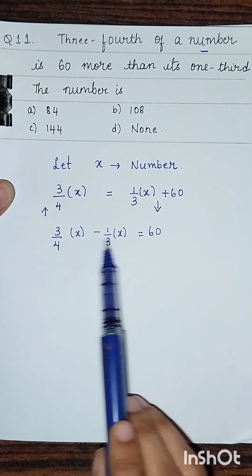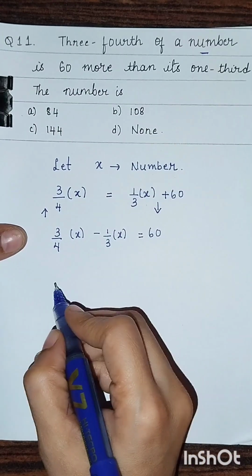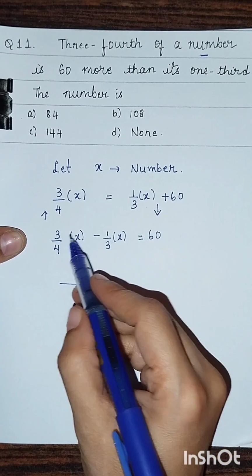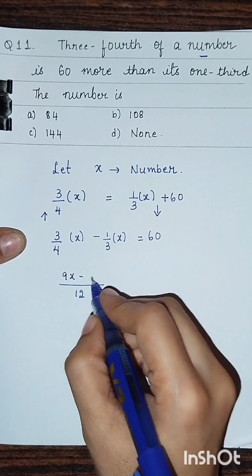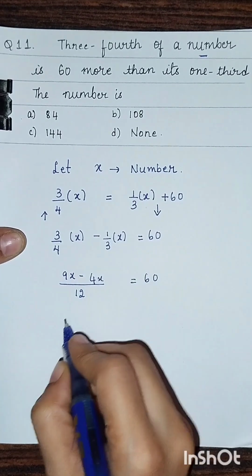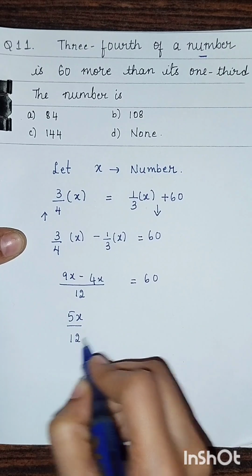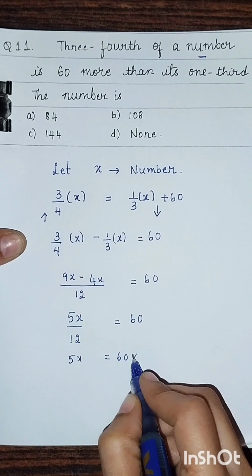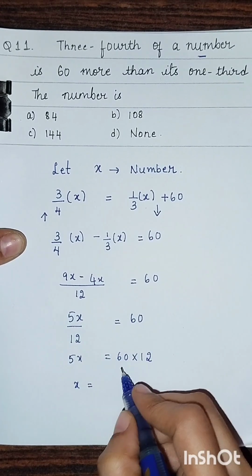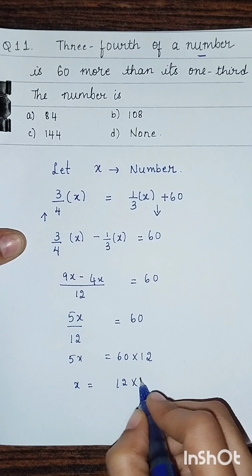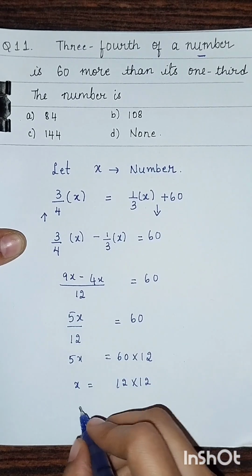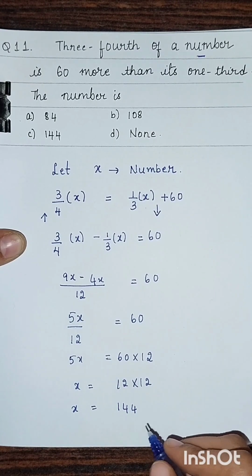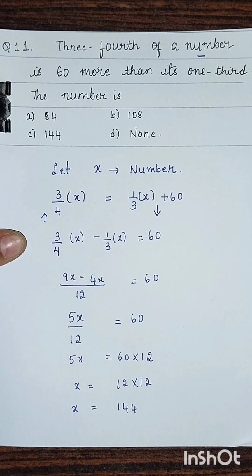Okay. So now these are like terms. Let us take the LCM. LCM of 4 and 3 is 12. So here you will get 9x minus 4x is equal to 60. So 5x by 12 is equal to 60. So 5x is equal to 60 times 12. So x is equal to 12 times 12, because when you divide 60 by 5, you get 12. So the value of x is equal to 144. So the correct option is C.